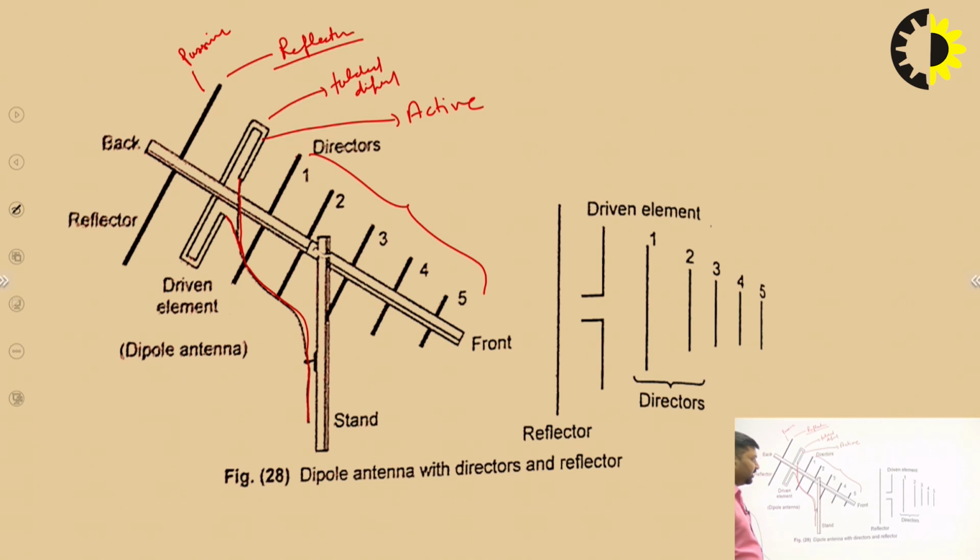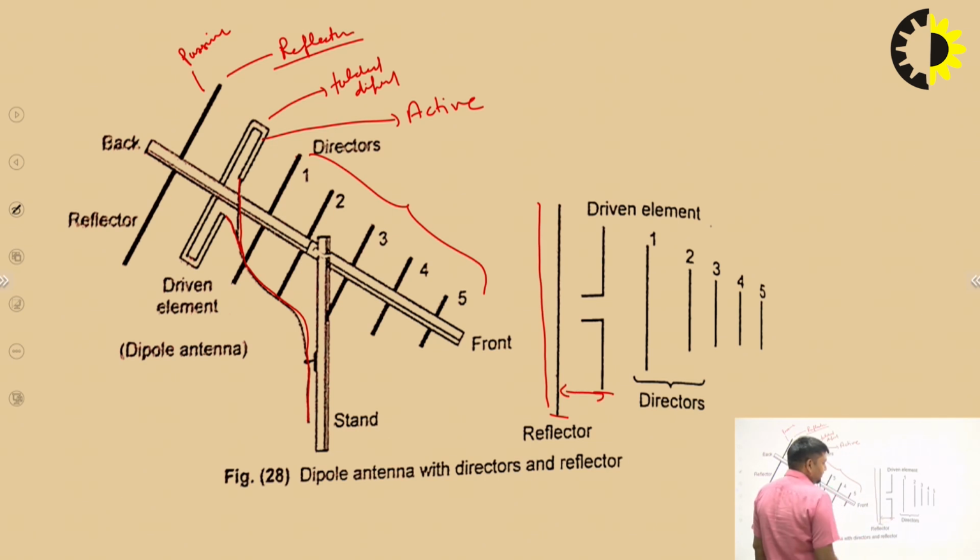The front view of that antenna is represented here. This is the reflector, this is the driving element, or folded dipole antenna, and these are the directors. If we design any Yagi-Uda antenna, we have to calculate the length of the reflector, the spacing between the reflector and the driving element, the spacing between the driving element and the directors, and the length of the first, second, third, fourth and fifth directors.